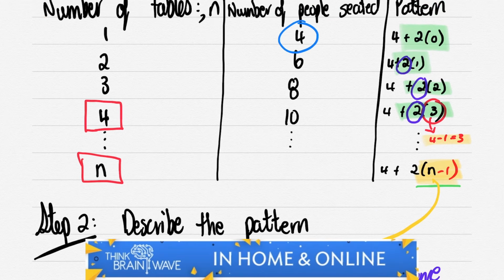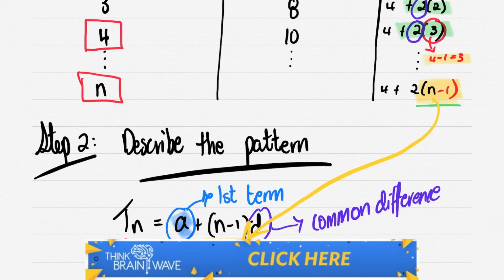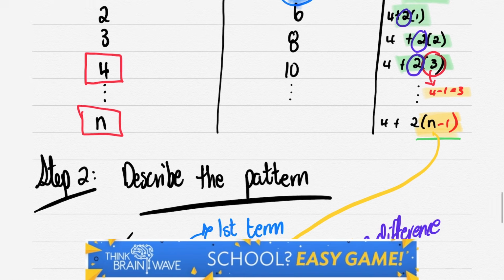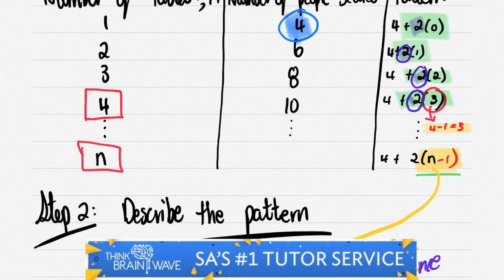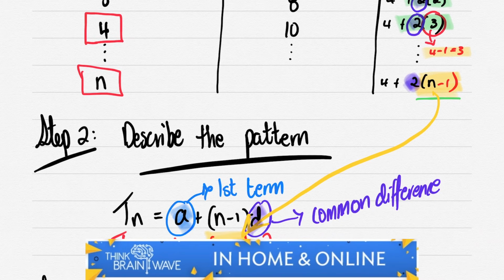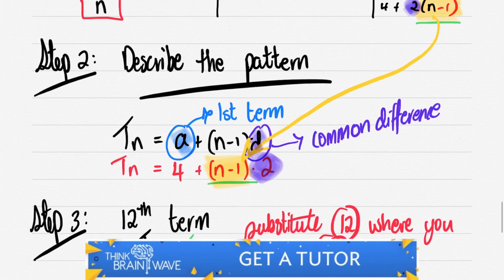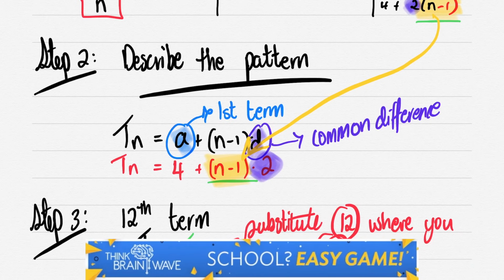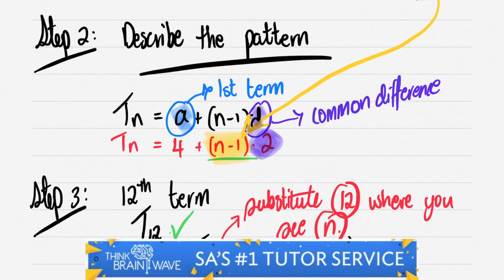Our first term is a, like we mentioned, and then there's that 4. And our common difference is d, which is 2. As you can see, there's 2, 2, and 2, and they are starting at 0, 1, 2, and then 3. So there's our common difference. There's our general solution of 4 plus n minus 1 times 2.